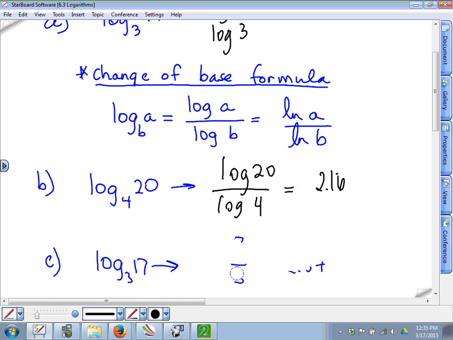So here's what I want you to practice with. Try that one right there. Log base 3 of 17. On your mark, get set, go. And again, remember, just having the correct answer is not good enough. You've got to show your vast knowledge of the change of base formula.